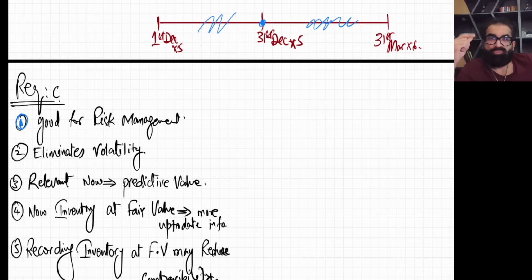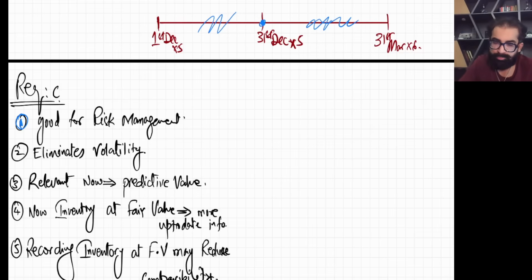Number two, it eliminates volatility. In fair value hedge accounting, both the hedged item and the hedging instrument are recorded at fair value, and the fair value gains and losses are cancelled immediately. Because of this, fair value changes go to P&L and they cancel out each other. It eliminates the volatility.